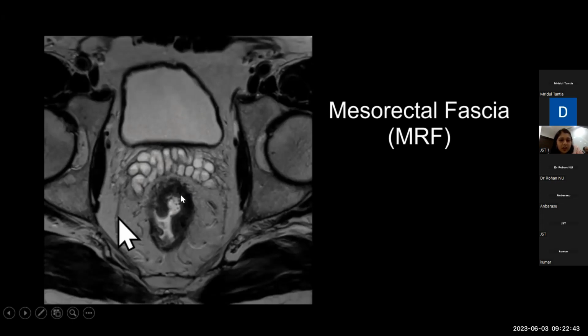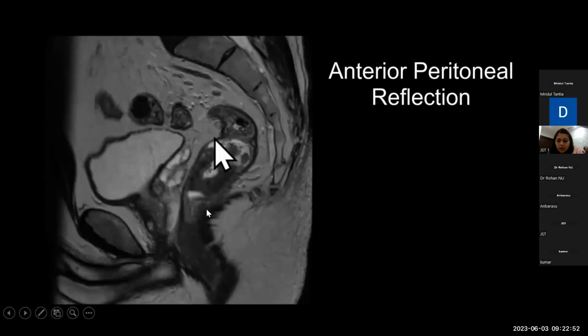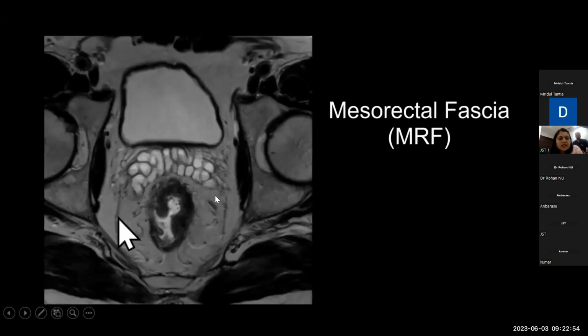Then we have the mesorectal fascia. It is a fascia containing the rectum. As we go down, in the lower rectum, it is completely surrounded by the mesorectal fascia.